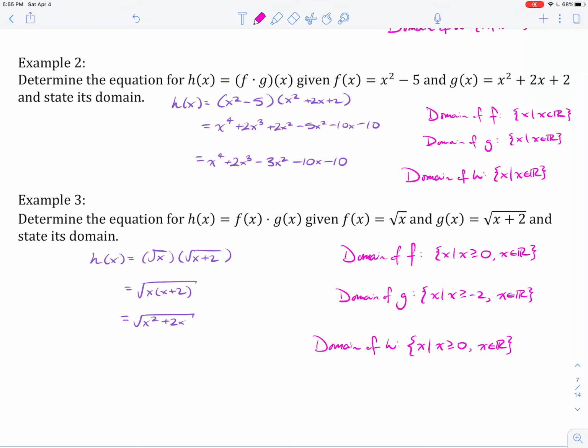And again, you could put that in interval notation if you want. World's your oyster. But there's the answer to this one.